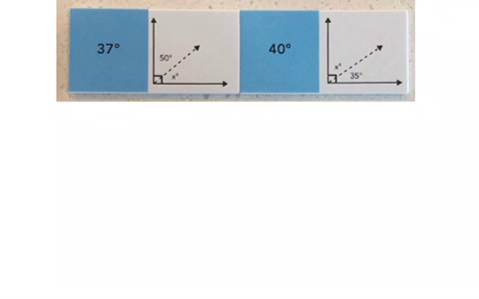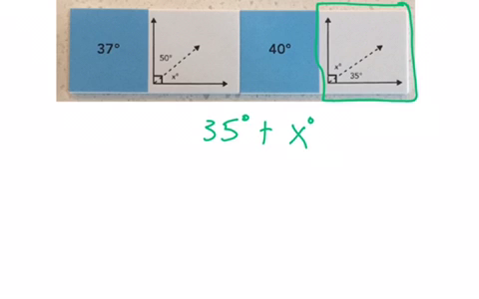We're going to look right here again at this angle. What do you notice about that angle? It's another 90 degree angle. How can we use that to help us solve for x? Pause the video and solve for x. Well, we know that it's 90 degrees, so 35 degrees plus x degrees is going to equal our 90 degrees.